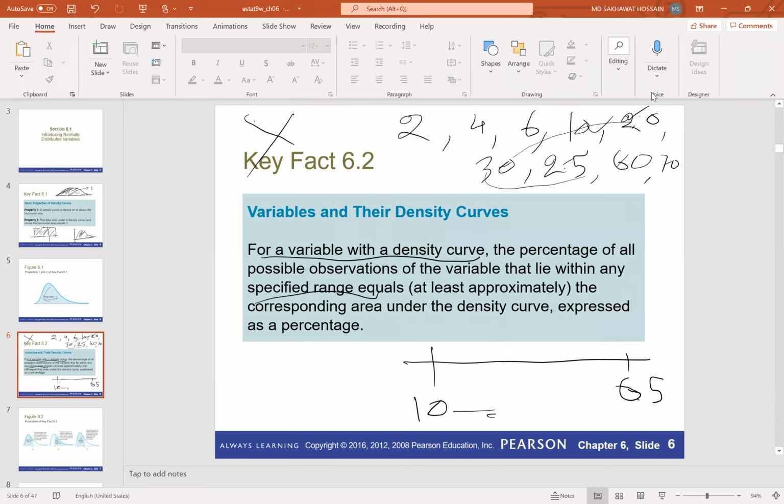Now, if you calculate the percentage of this, the percentage will correspond to the area under the density curve. And if you construct a density curve for x, so if the density curve is like this, and if you take 10 and 65 here, the area under this curve between these two numbers will be equal to the percentage of the numbers which are between 10 to 65.